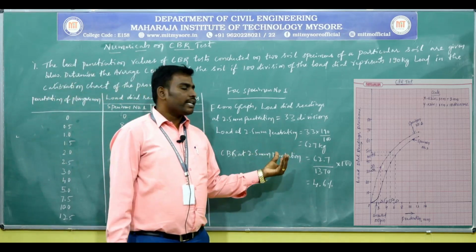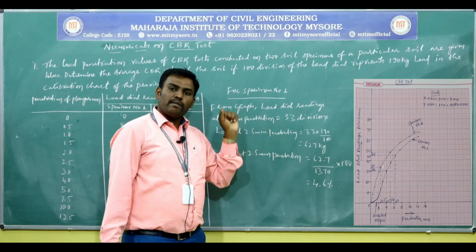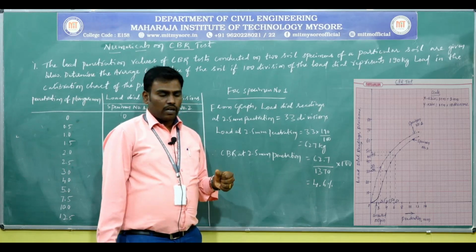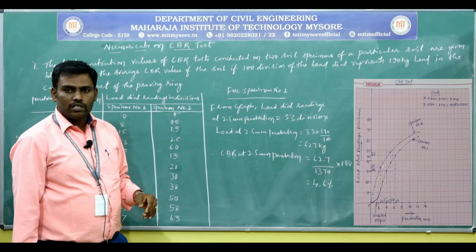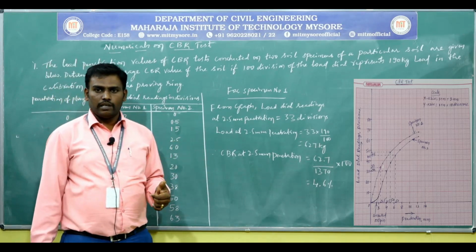Similarly, you need to calculate the CBR value for specimen number 1 at 5 mm penetration. Is it clear? This is regarding the CBR value of specimen number 1 at 2.5 mm penetration. Is it clear?